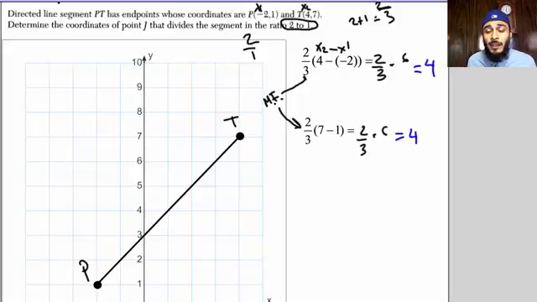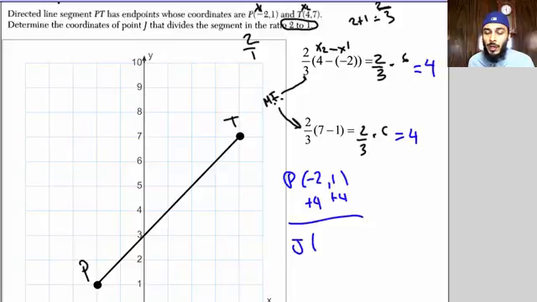Now, take these numbers you just got and add them to the coordinate P. So the coordinate P is (-2, 1). So take these numbers you got and add them here. And we're going to get our new coordinate J that way. So 4 take away 2 is 2. And 4 plus 1 is 5. So our new coordinate J is (2, 5).